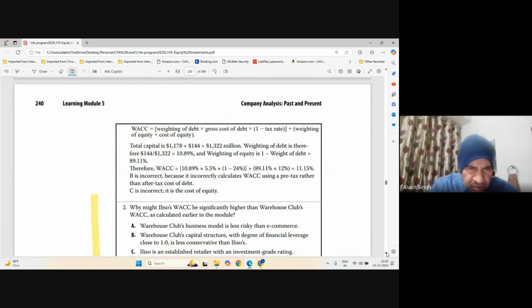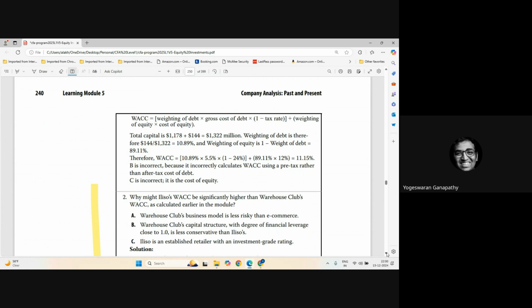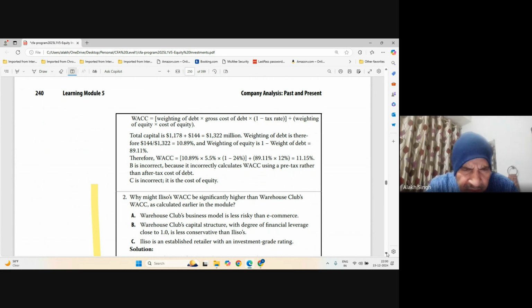Question number 2. Please read it. Why might Elisio's WACC be significantly higher than warehouse clubs' WACC as calculated earlier in the module? Why might the WACC be significantly higher than warehouse clubs? Okay, let's see what could be the reason. Read all the three.